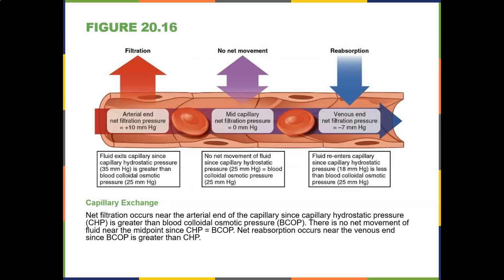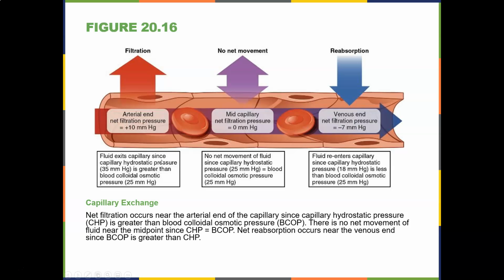Okay, the capillary exchange: at the arterial end you have a net filtration pressure of plus 10 millimeters of mercury. So fluid exits capillaries since capillary hydrostatic pressure, 35 millimeters of mercury, is greater than the blood colloidal osmotic pressure. So it's just a pressure gradient. Because the pressure is higher, you're going to have that going out, from an area of high concentration to low concentration. In the middle of the capillaries, there's a net filtration pressure of 0 millimeters of mercury, so no net movement of fluid, since capillary hydrostatic pressure is about 25 millimeters of mercury.